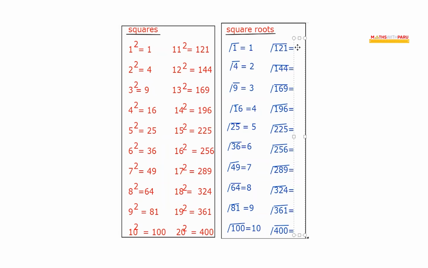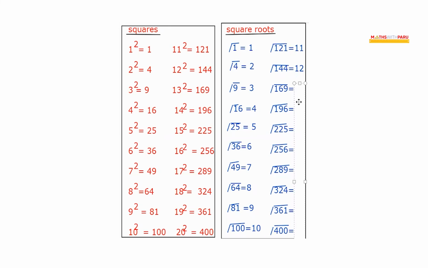Now let's look at the square root of 121. It is 11, because 11 squared gives me 121. How about the square root of 144? What number multiplied by itself gives me 144? The answer for that is square root of 144 is 12. Now we can look at the box to the left of this box, and that will give us our answers.